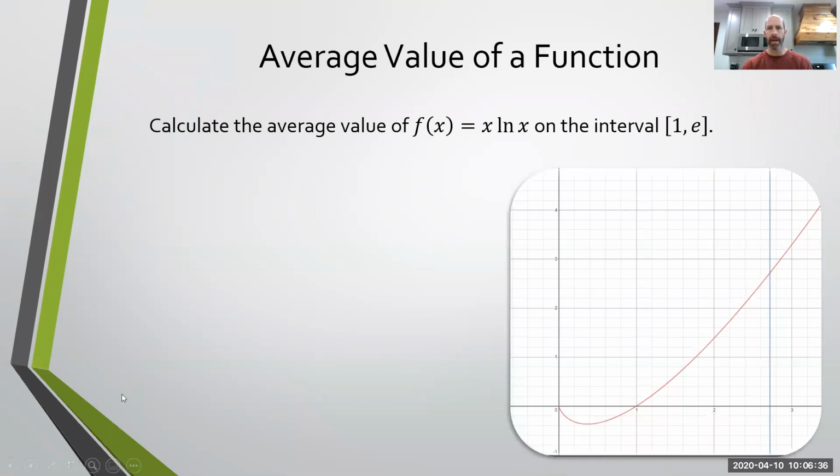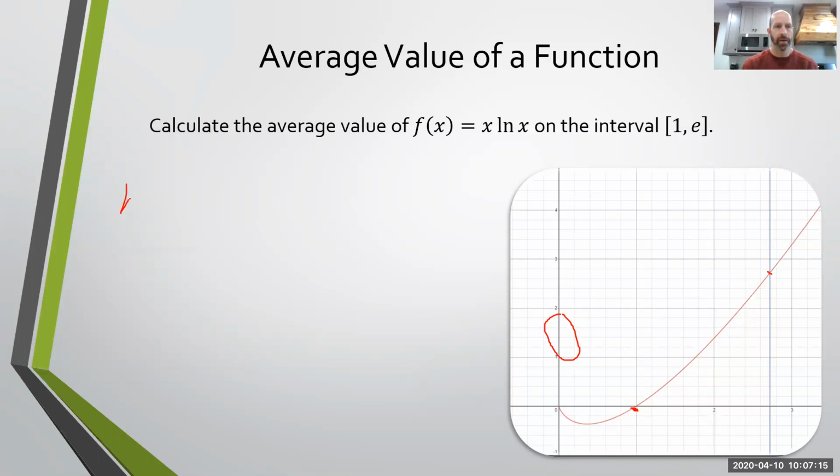Our first example is to find the average value of a function. So this function is f of x equals x ln of x, and we're looking at the interval from 1 to e. We're basically trying to find the average value from this starting point to this ending point. If we look at the curve between here, we want to know roughly what the average is. This is a little bit less than 3, and then this guy down here is at 0. So my guess is the average is somewhere between 1 and 2. So let's see how that works.